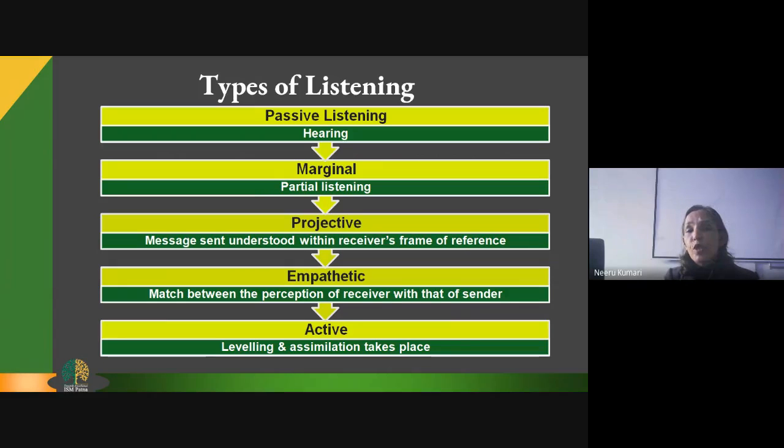Then comes projective listening. Projective listening is also called selective listening. Why do we call it projective or selective listening? The reason is very simple. Here, the listener will decide what to listen to and what not to listen to. It is he who is going to have complete command or hold on what to listen to and what not to listen to. Such kind of listening is called selective listening. You decide what you want to listen to, right?